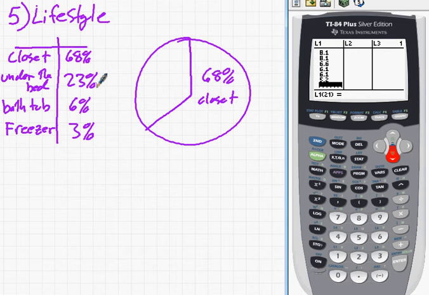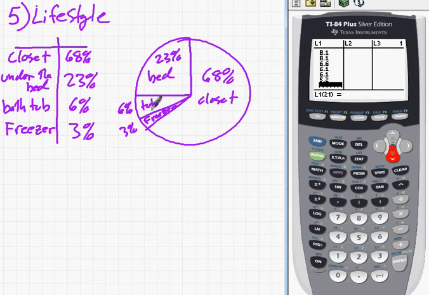This next one, 23, well, that's very close to 1/4. I'm going to actually start from this nice vertical line I started with, because that allows me to do that 1/4 pretty closely. Approximately 23% under the bed. And then this last little piece here, 6% is twice as big as 3%. So I can split it maybe like that. There's 6% in the tub and 3% in the freezer, if you can read that.